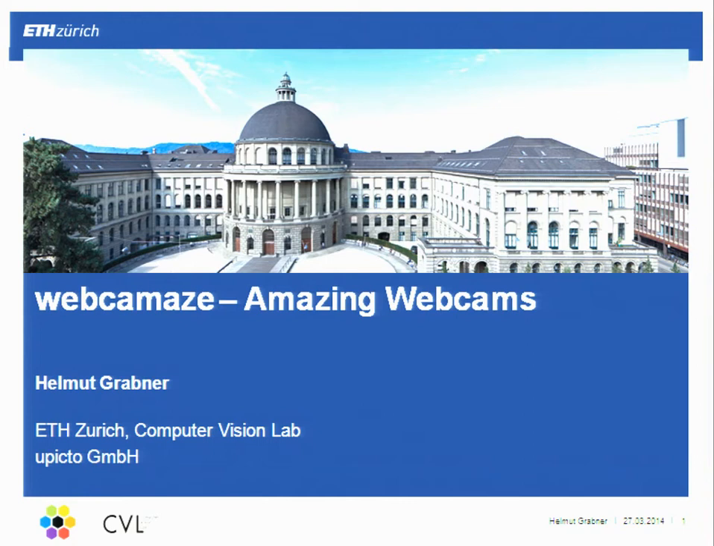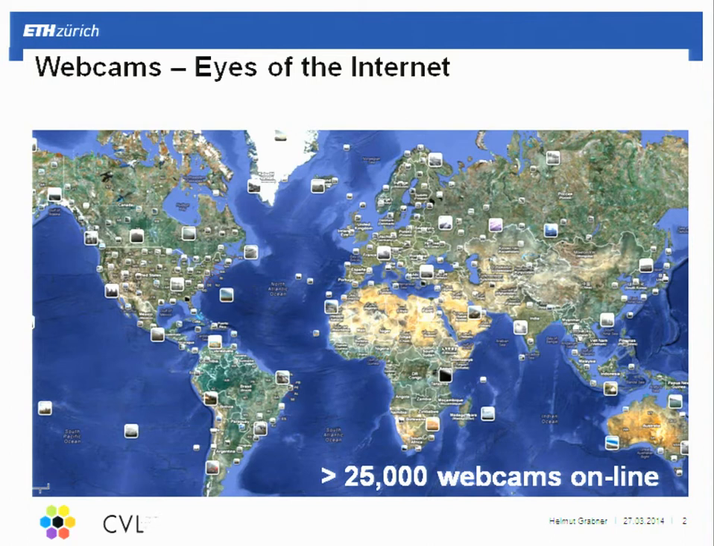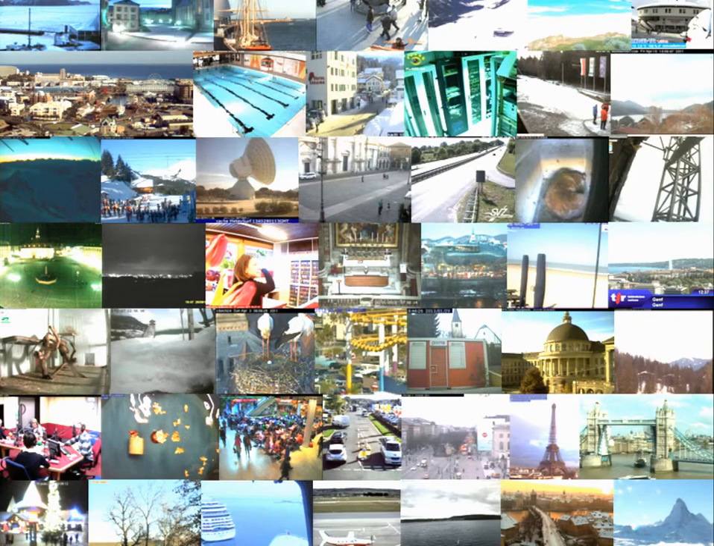Today I want to talk to you about the amazing world of webcams. So what are webcams? In my opinion, webcams are really the eyes of the internet. And there are thousands of webcams out there. There are more than 25,000 webcams just on the Google webcam layer. So what do those webcams look at? They look at very different places. They are indoors, they are outdoors, they look at famous sites, on the Matterhorn, at ETH, for example. They are in the Vatican, they are more or less everywhere.